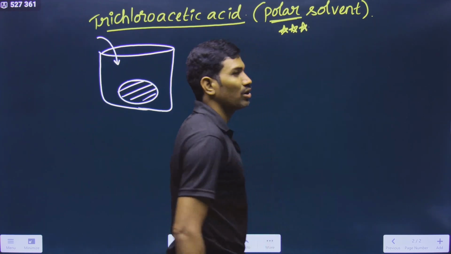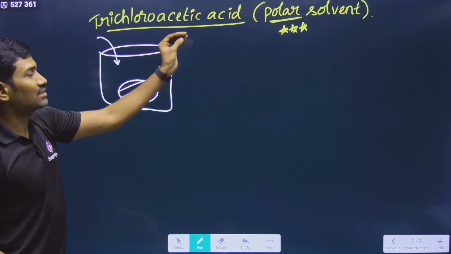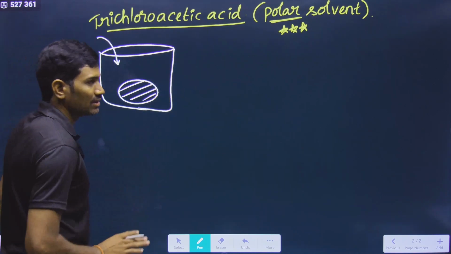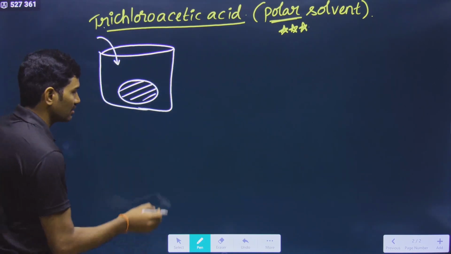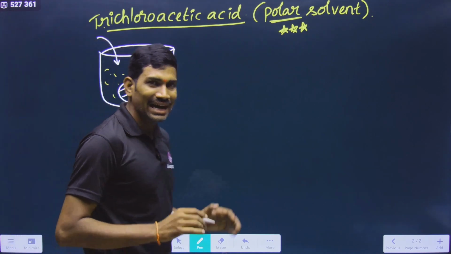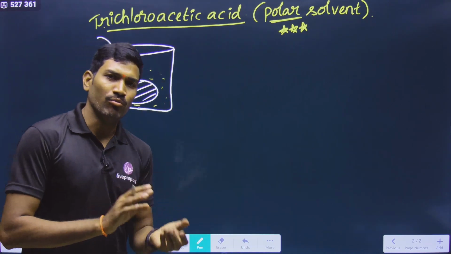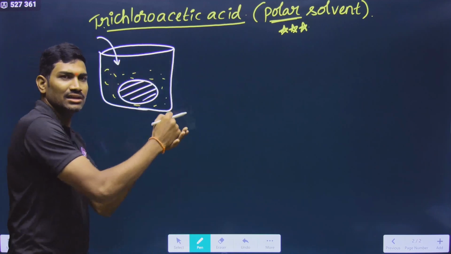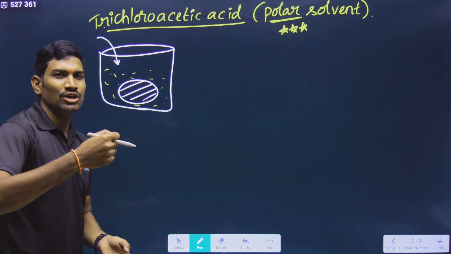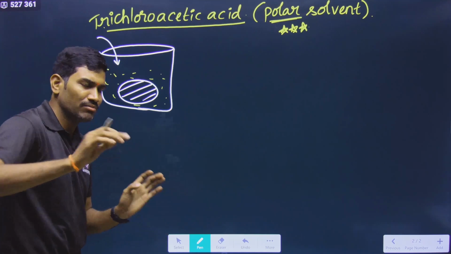Trichloroacetic acid is a polar solvent. It is a water soluble solvent. So please understand this, polar solvent, and that we are adding here. So we have added this, and then with the help of mortar and pestle you can grind it, or else nowadays we are having some homogenizer. That homogenizer will also do this mixing only.